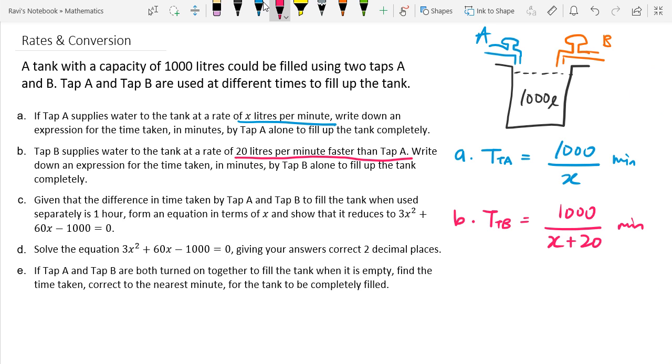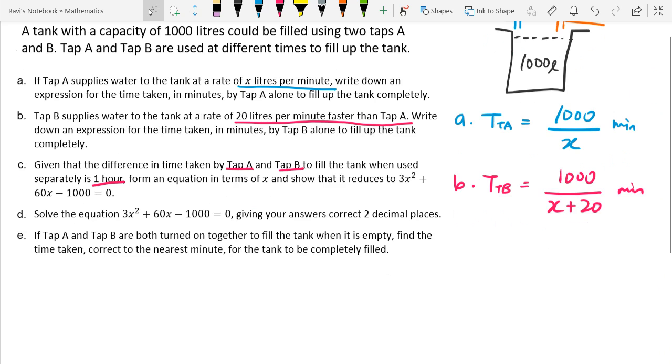Now let's look at part C. So in part C, we are given that the difference between the time taken for tap A and tap B is 1 hour. Okay, and we're supposed to form an expression in terms of X. Okay, so let's look at how we can do it. So since we are given that the difference between the time for tap A and tap B is 1 hour, that information itself gives us the basis for the equation.